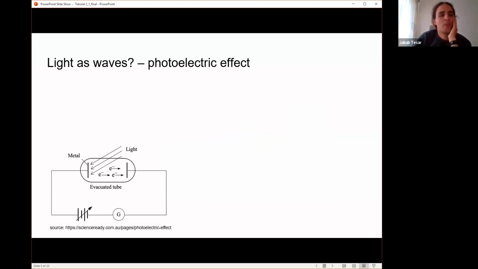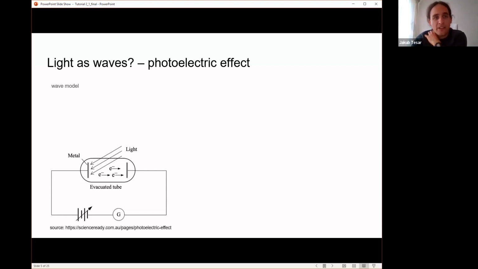So what happens in this experiment? We have an evacuated tube, which means that it's a tube without any particles. And we have a photoactive metal here, which means that if light comes to this metal, the light has the ability to kick out some electrons from the material. And if we apply some electric voltage to this circuit, then the electrons will travel to the other electrode. And in theory, if they reach the electrode, they will produce a current that goes through the electric circuit.